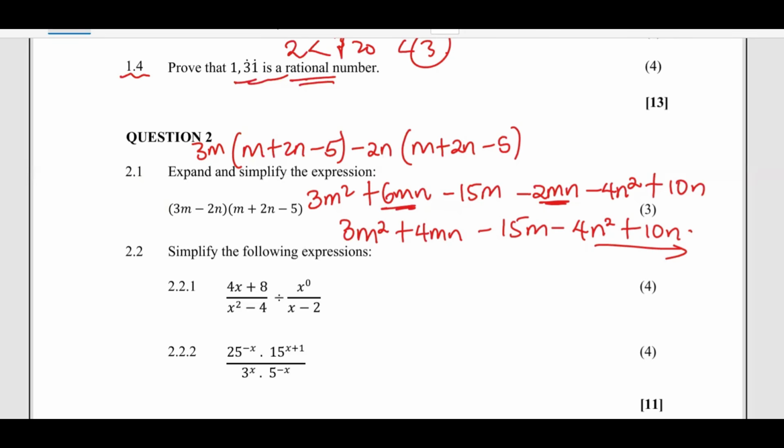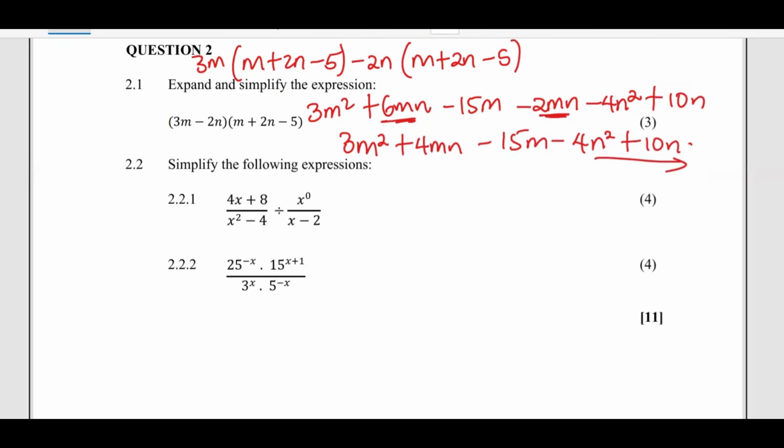Then 2.2, simplify the following expressions. So still the same story. Whenever they say simplify and you have such fractions, we factorize. Take out what is common. With the first part here, we can see that 4 is common. So 4, we're going to have x plus 2, over this is x squared minus 4. This is a difference of two squares, meaning that we're going to have x minus 2, x plus 2.